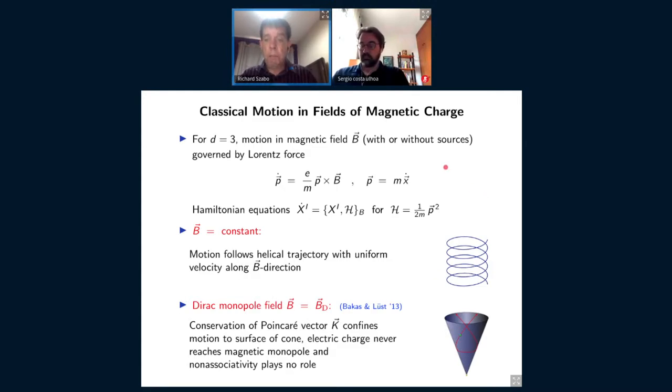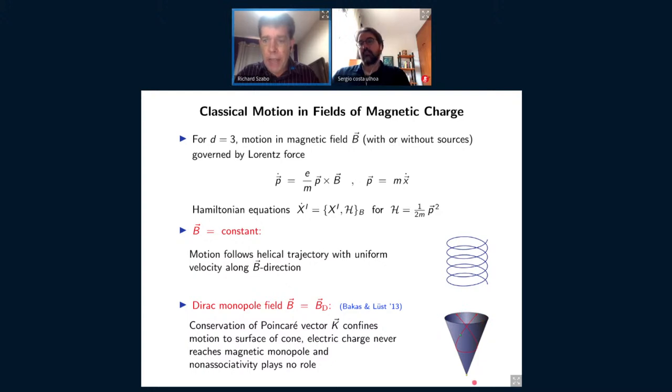Now what happens when we take B to be the Dirac monopole field? Again, you could look at what this system looks like. It looks like a non-integrable system, but it is an integrable system because there are conserved quantities. There are three conserved quantities, given by the components of what's called the Poincaré vector. The Poincaré vector is defined to be the sum of the angular momentum of the particle with the angular momentum of the electromagnetic field produced by the electric charge and the magnetic monopole. And the conservation of the Poincaré vector confines the motion of the charge to sit on a cone.